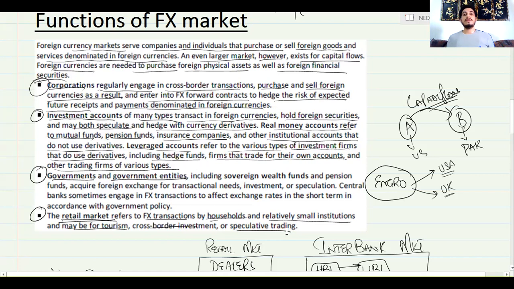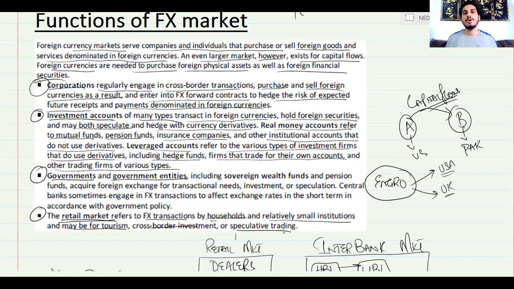Just imagine that if the foreign exchange market gets banished, all these functions will stop. No organization will be able to invest abroad. No corporation will be able to sell its goods abroad. No Pakistani would be able to go and take a tour abroad. So this facilitation is very important. That's why the foreign exchange market is very important.